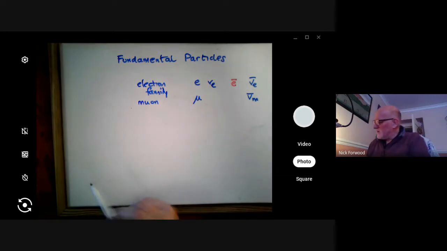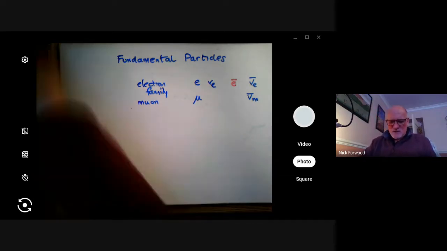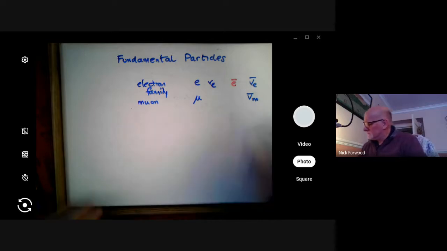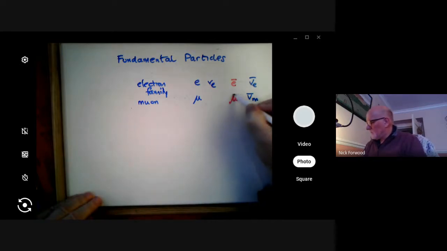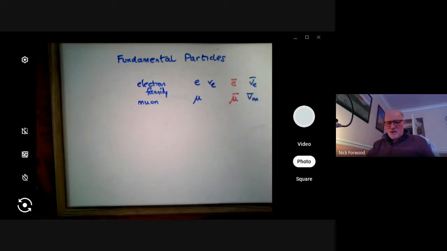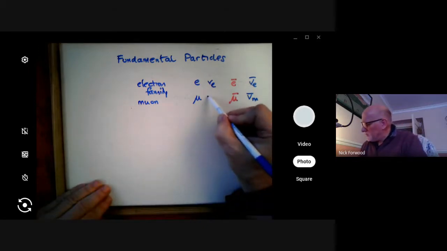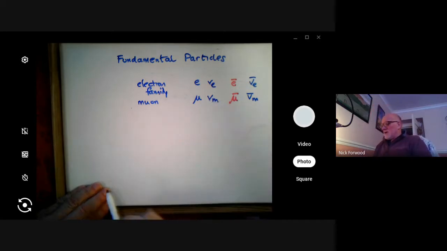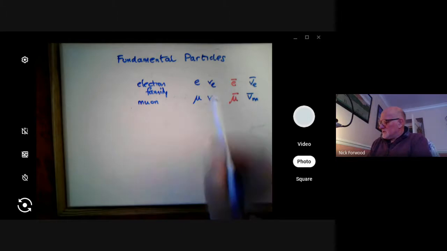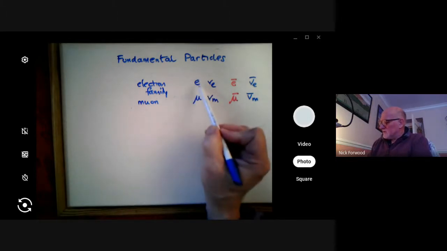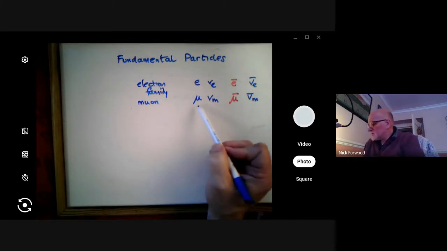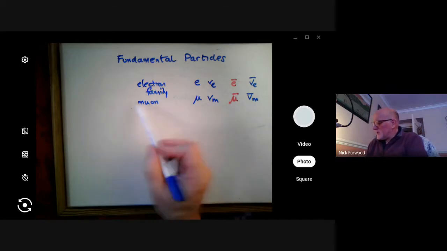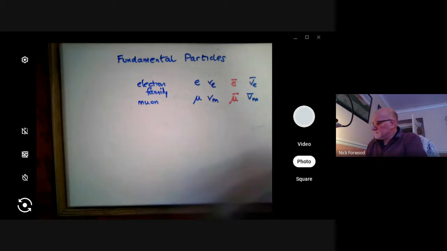Now, if you take the anti-muon, with the bar across the top, it decays with a muon neutrino. So we've got this second family. And the only difference is that it's the same particle, the same charge, but it has a higher mass. So this is the muon family, or the second family, if you like.